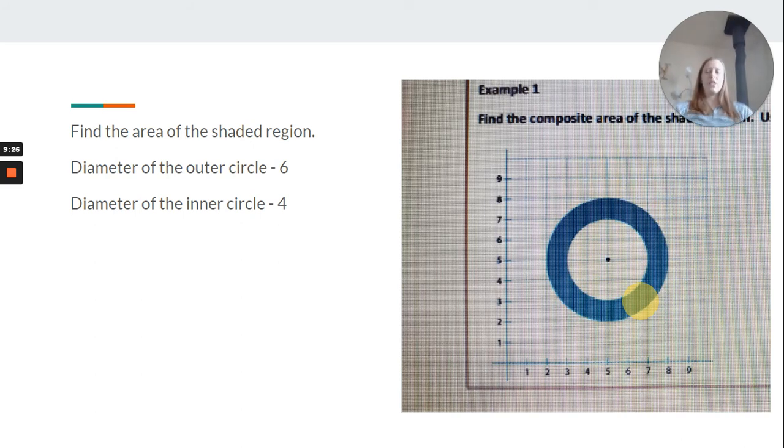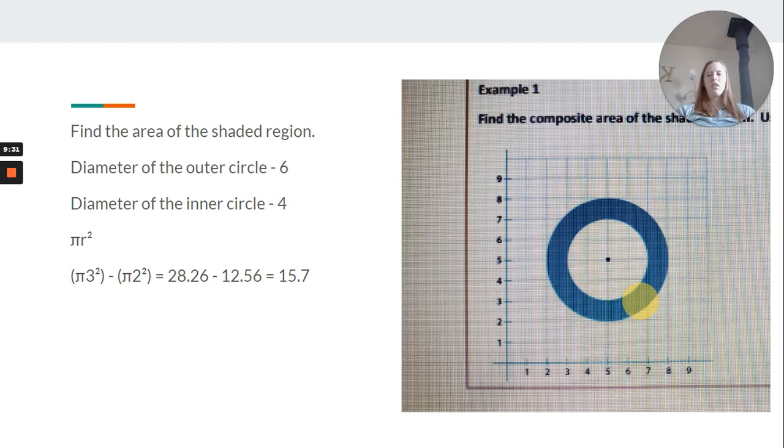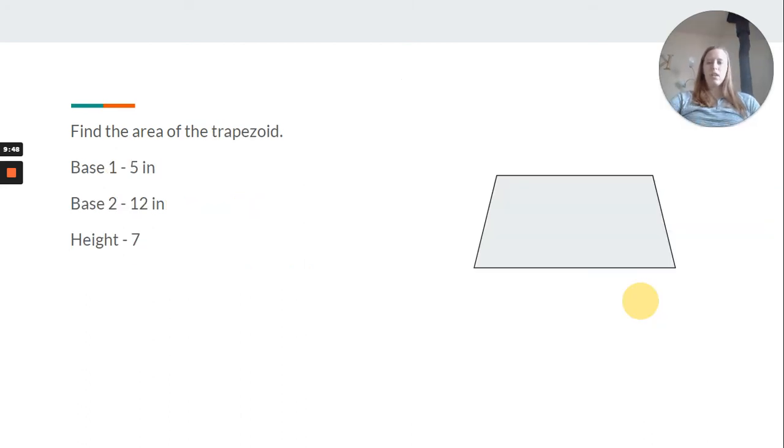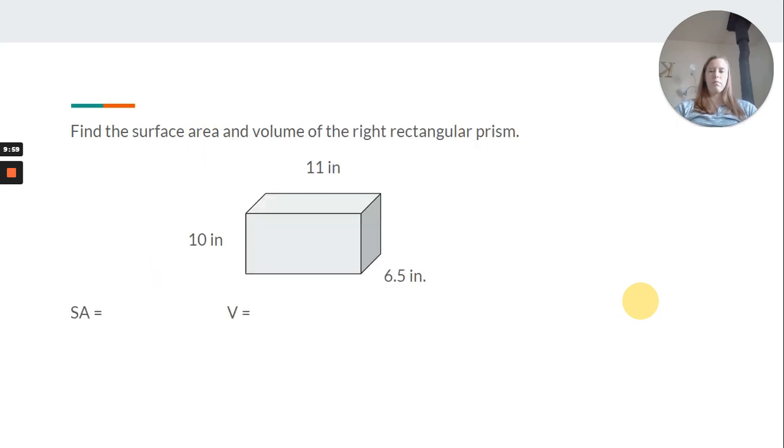So find the area of the shaded region. First we find the area of the outer circle, then the inner circle. So we take pi times 3 squared minus pi times 2 squared. We get 28.26 minus 12.56, which equals 15.7. So that shaded region is going to be 15.7 units squared. Trapezoid. So add our two bases. 5 and 12 is 17 times the height divided by 2 gives us 59.5 inches squared.